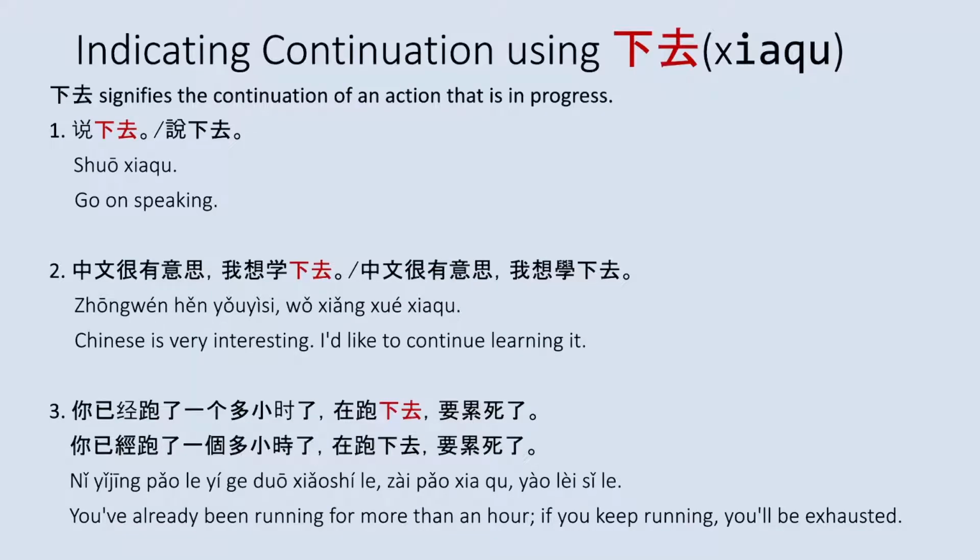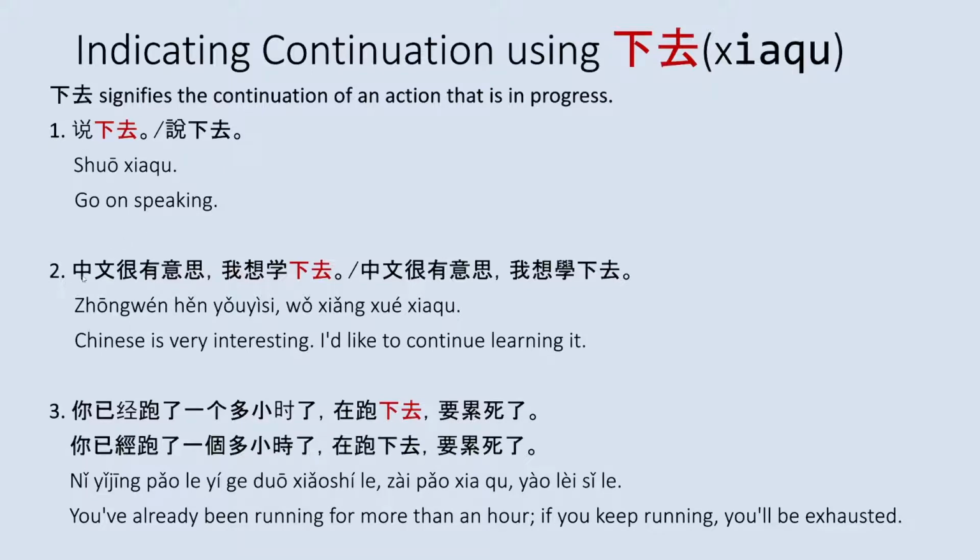The third and final grammar point for lesson 18 dialogue 1 is indicating continuation using 下去. 下去 signifies the continuation of an action that is in progress. And example 1 is the most basic sentence that you can use using this grammar. You can say 说下去, go on speaking, basically to continue your action that is already happening, so to keep speaking.